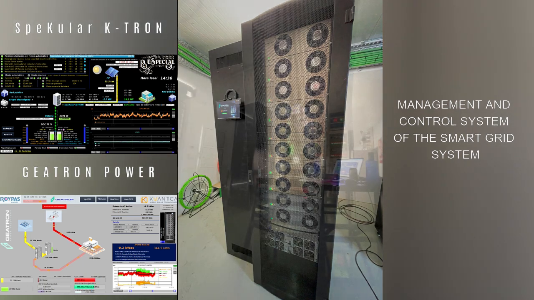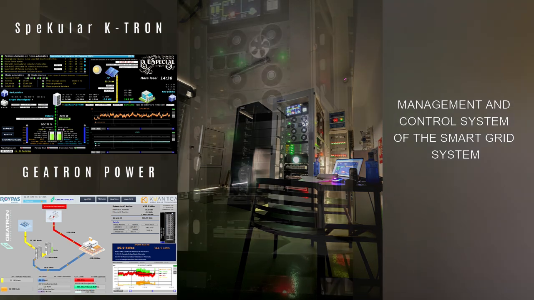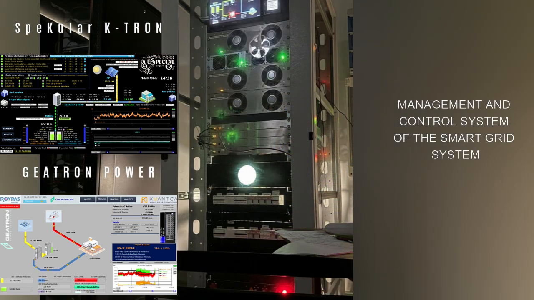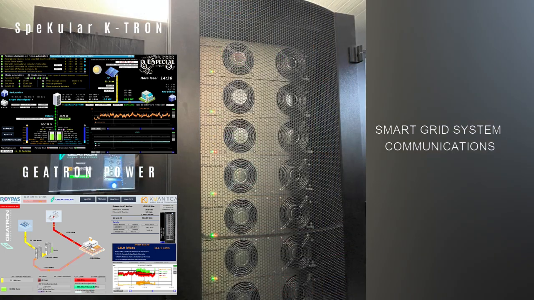Real-time monitoring of all system processes in numerical and graphical format. Automatic generation of customized daily, monthly, and annual operation reports based on the information stored on the data server. Smart grid system communications: access via a secure VPN communication link.